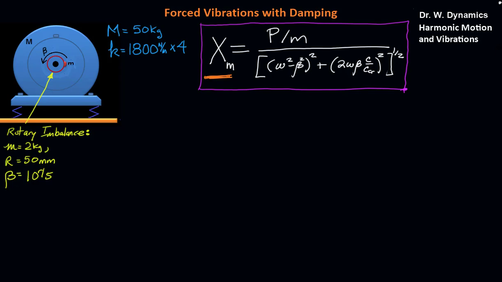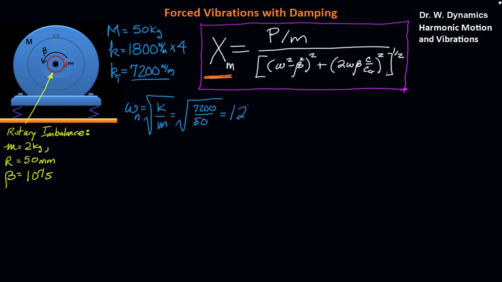So to do that, we'll start by computing some of our background information. K total here will be 4 times 1800, and that'll be 7200 then. We should find omega natural of the system. Square root of k on m, which will be the square root of 7,200. The mass of the system is 50. And that'll give us 12 radians per second for our natural frequency.